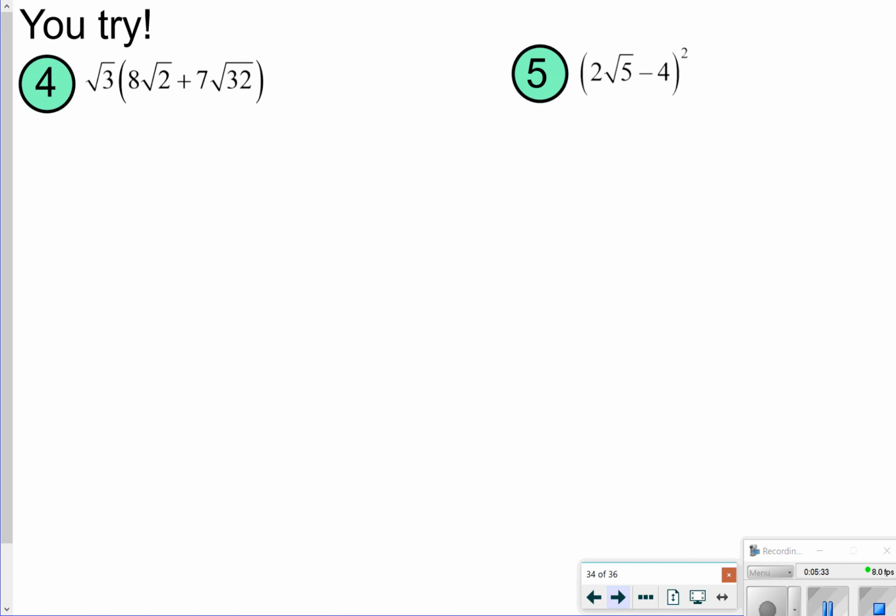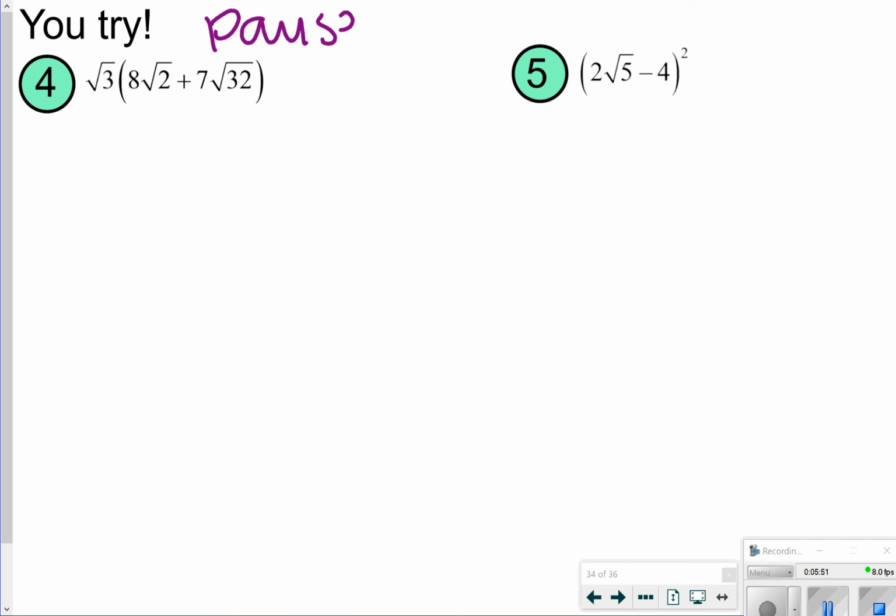So here's the last two that you're going to try. Again, remember you're going to distribute to everything inside the parentheses, and then once you're done, click play to check your work. Notice number 5 is a little different because you got an exponent. So let's go ahead and pause here.